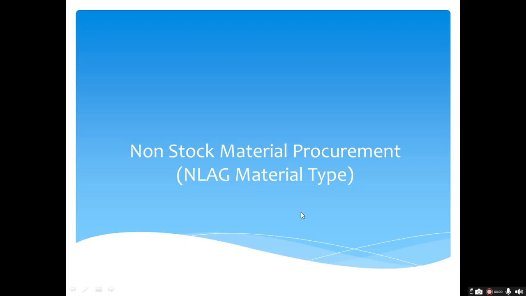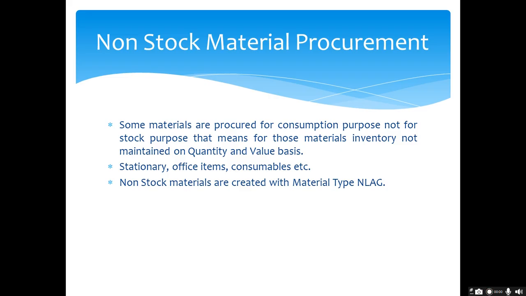Hello friends, today we are going to discuss non-stock material procurement. There are some indirect materials we procure for consumption purpose. It means we consume those materials immediately upon purchase. So for those materials, we don't maintain inventory on quantity and value basis, such as stationery items, office items, or any consumable items. This type of indirect material, or non-stock material, we create with the material type NLAG. So in the system we'll see this NLAG material type configuration setting.